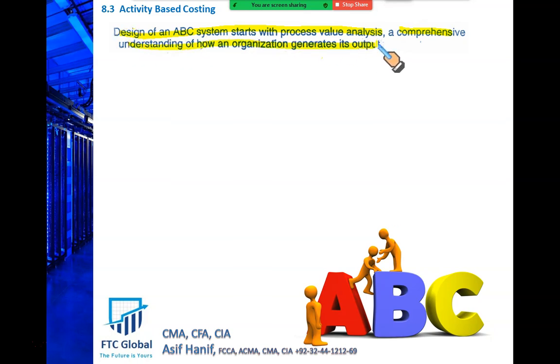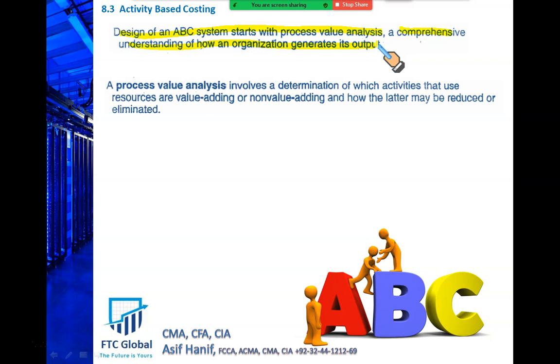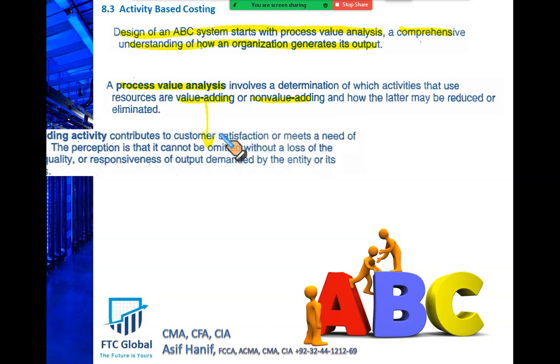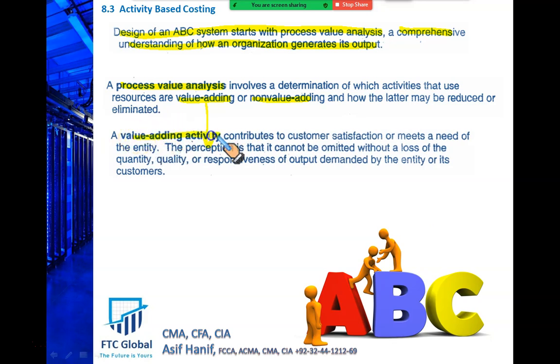There are two types of processes: one is the value adding process, the other is the non-value adding. This is important, you need to distinguish between them. What's the difference? A value adding process is something that adds customer utility in your product. It increases customer satisfaction. Value adding activities contribute to customer satisfaction. It will increase the product quality, quantity, responsiveness.